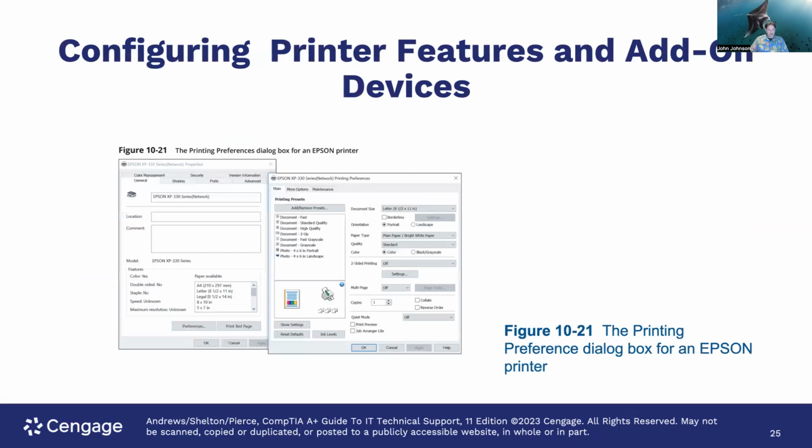And here's some of the ways of doing it. The printing preferences dialog box for an Epson printer. So you can see a lot of the options that you have on there.